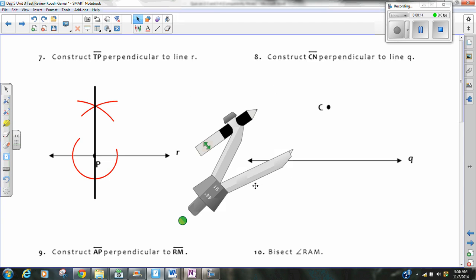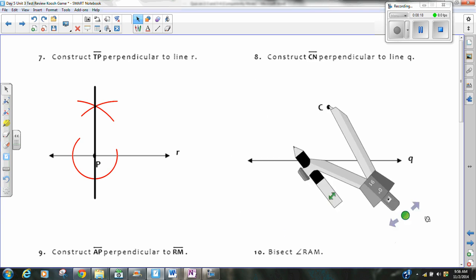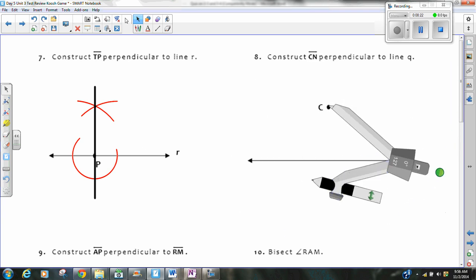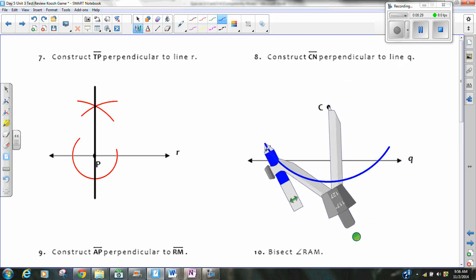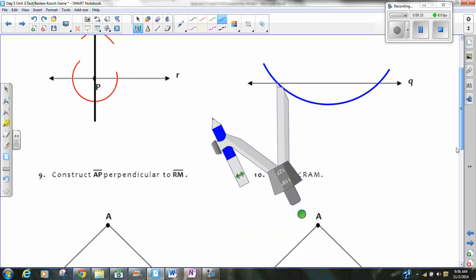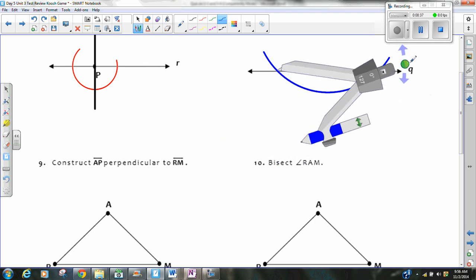To do a construction through a point that's not on a line and perpendicular to a line, you have to come down. Now that's not far enough. It's got to cross over the actual line. I call it a smiley face. That creates equidistant points.